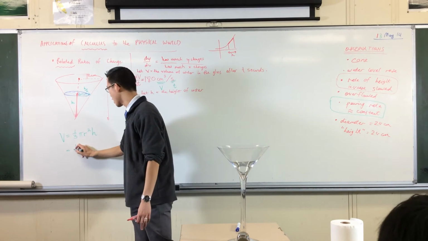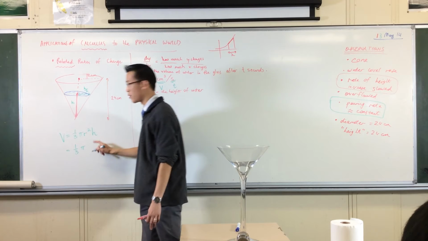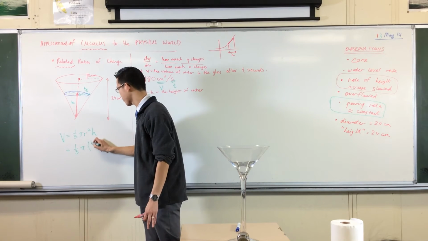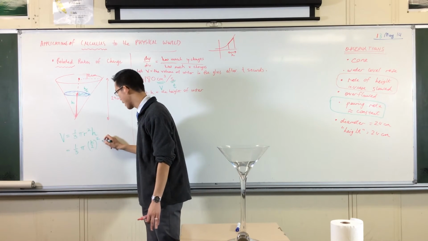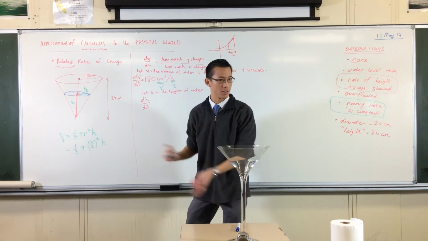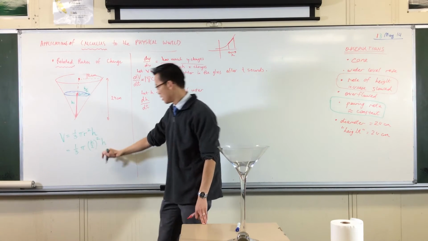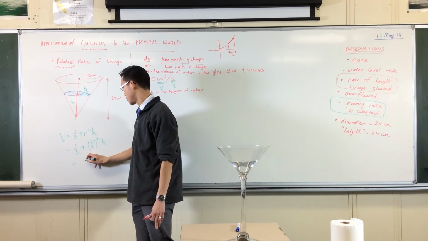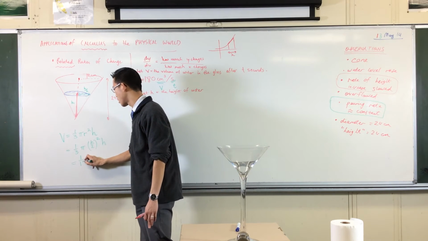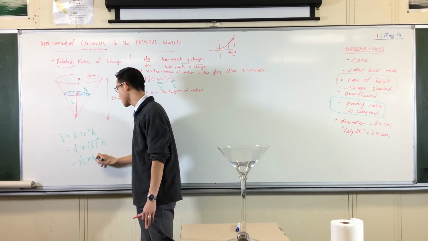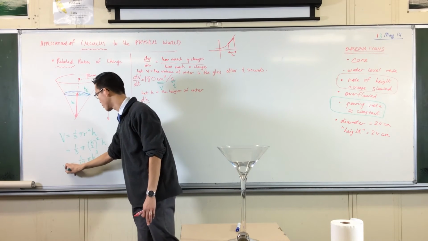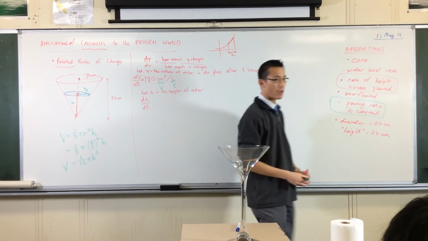The volume is a third pi, now what's the radius? It's h on 2. H on 2 squared times h. Let's just tidy that up a little bit. That's h squared on 4, isn't it? H squared on 4. So I'm going to get, by the looks of it, 1/12 pi h cubed. Is that okay? Is that all right?